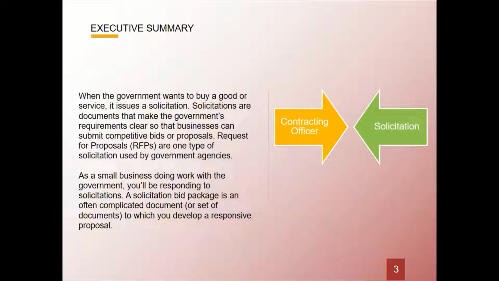All right, so we're going to start with the executive summary, which is a very important component when you are submitting a technical proposal in response to a solicitation. So when the government wants to buy a good or a service, it issues a solicitation. And there are very many types of solicitations. Primarily today, we'll be looking at RFPs, which is one form of a solicitation, which is a request for a proposal.